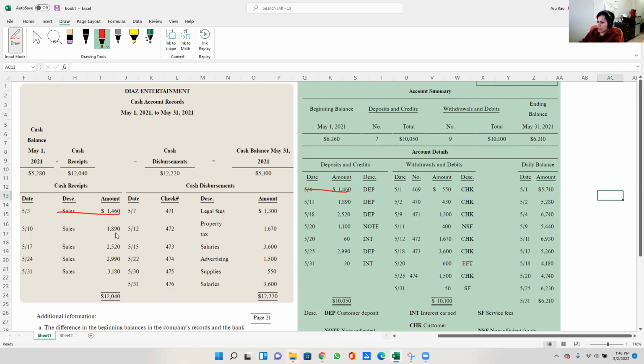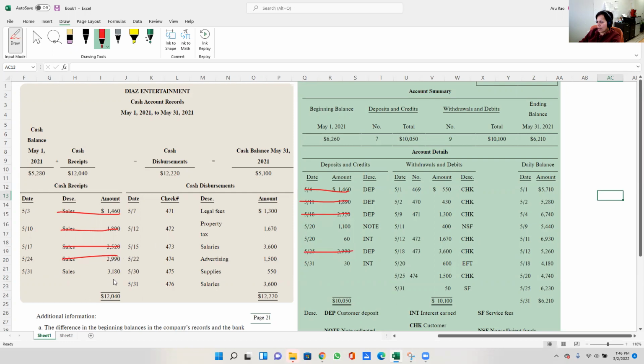The next deposit was $1,890. And the reason I struck that out is I see that over here as well. Next deposit is $2,520. I see the 2,520, so I'm taking it off from both places. I don't need it. My next deposit was $2,990. And if you go down, yeah, I did find that $2,990. And in case you're not sure, look at the date. This is May 25th. This was May 24th. So yep, that's the right one. So we got that, okay?